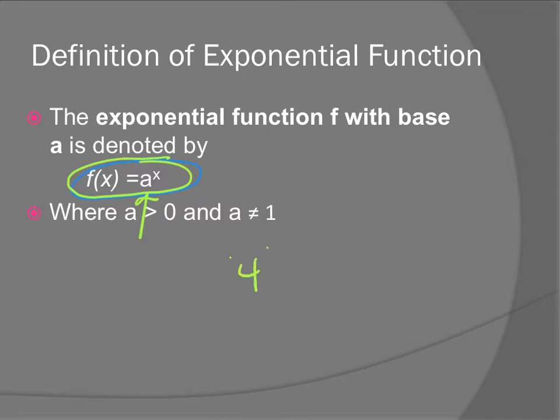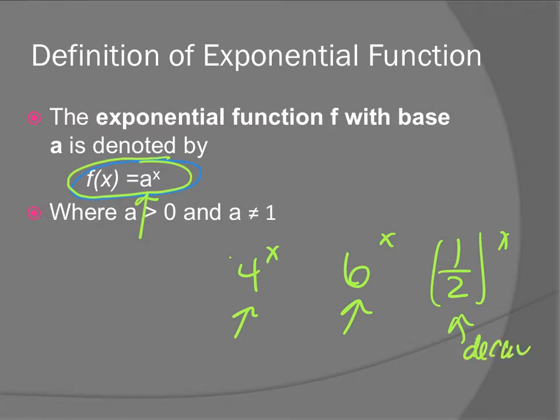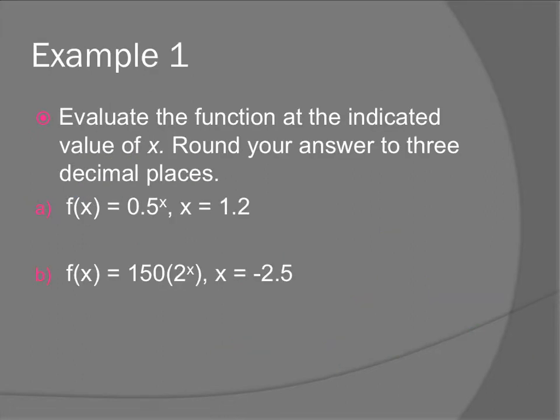So if I have 4 to the x power, 6 to the x power, 1/2 to the x power, those are all exponential functions. This is considered a growth, and this is considered a decay. We'll talk about this in a second when we talk about all of the characteristics of graphs. But the base will be greater than 1. Your decay would be a number between 0 and 1. So let's talk for a second. I'm going to go through this very quickly.